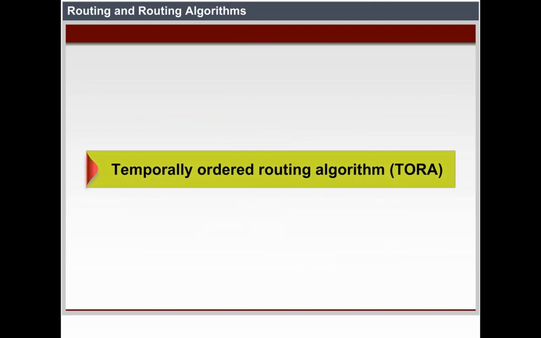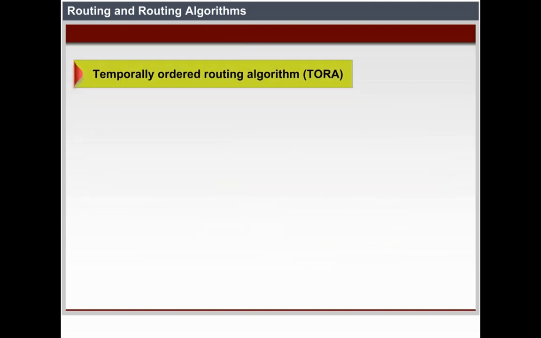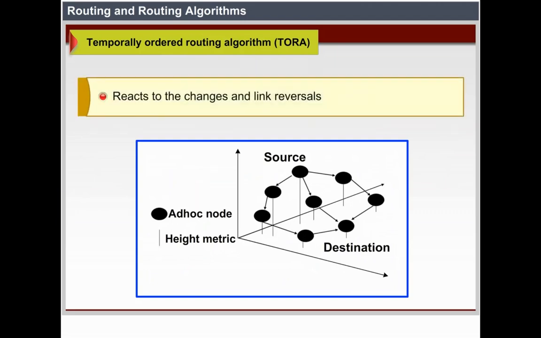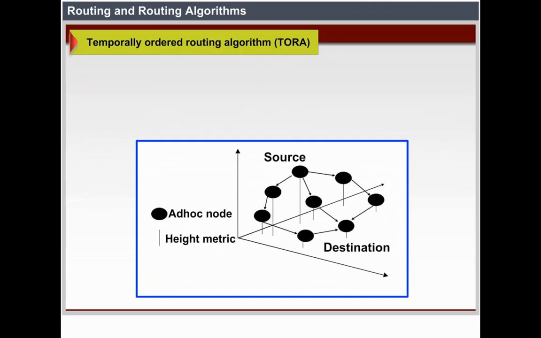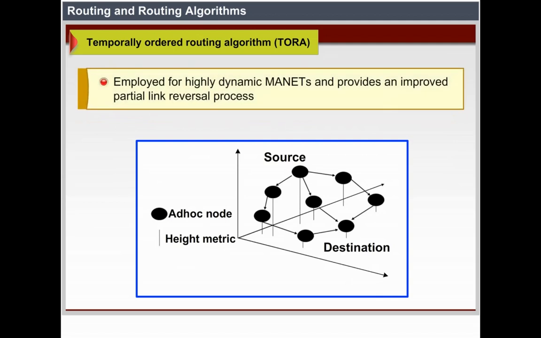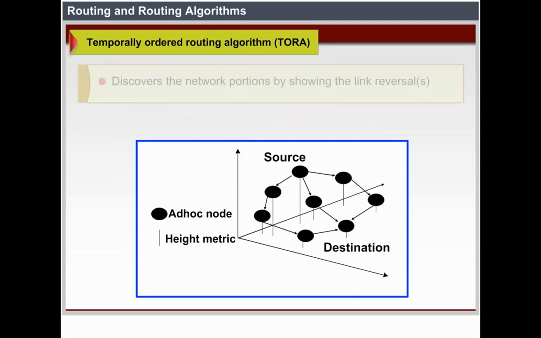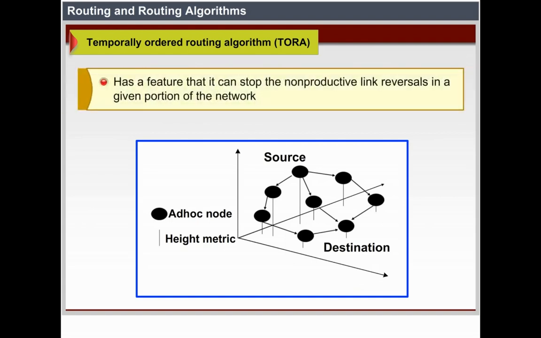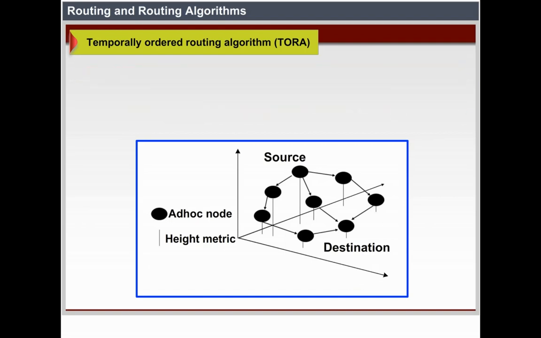Temporally Ordered Routing Algorithm, TORA. A reactive protocol. Reacts to the changes and link reversals. Employed for highly dynamic MANETs and provides an improved partial link reversal process. Discovers the network portions showing the link reversals. Has a feature that it stops the non-productive link reversals in a given portion of the network.